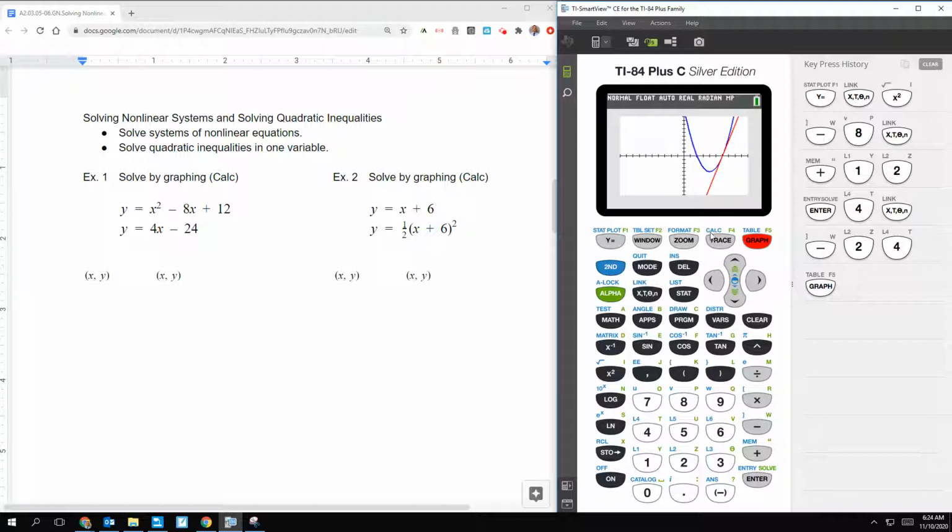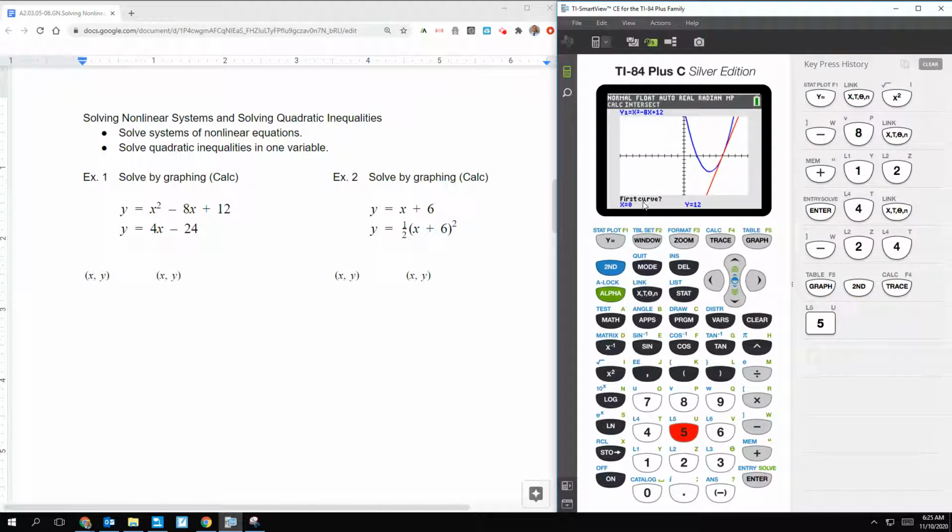So what we want to do is use this calc function here. Because this is written in blue, I'm going to hit second calc. And what I want to find is the intersection. So I'm going to hit 5.